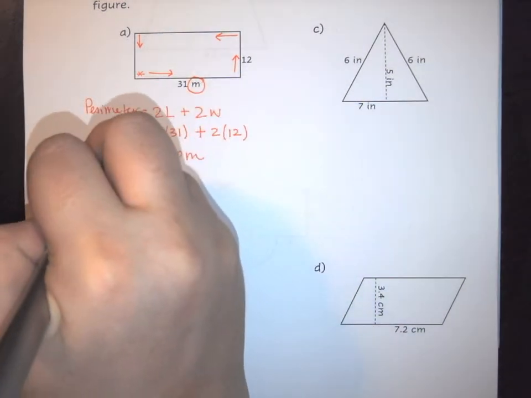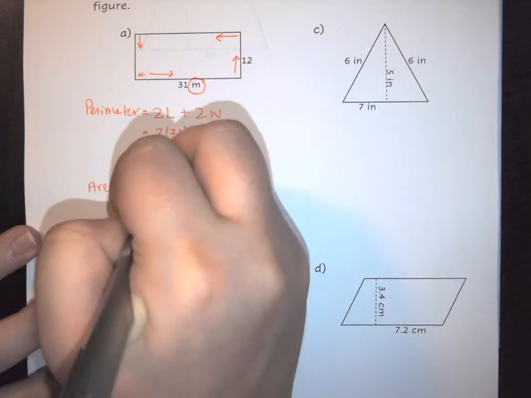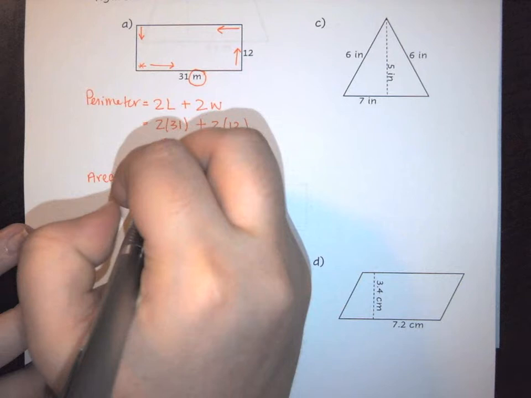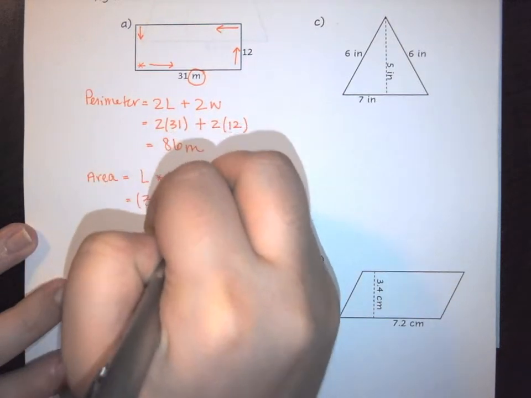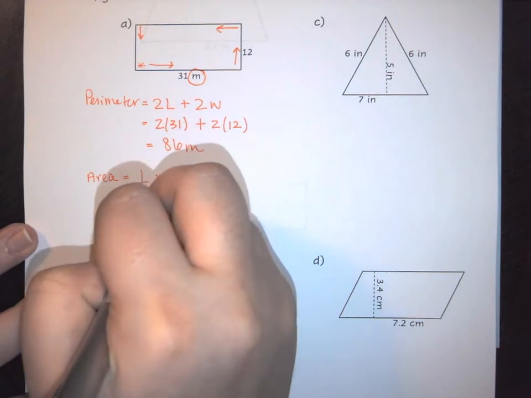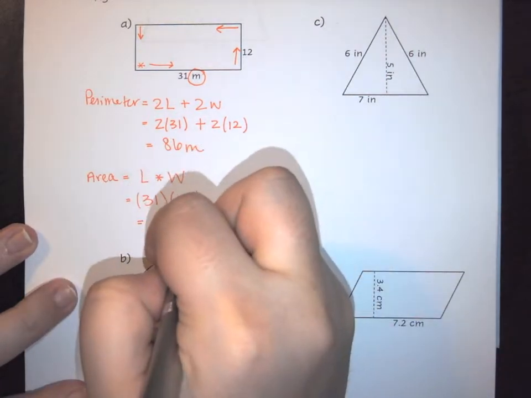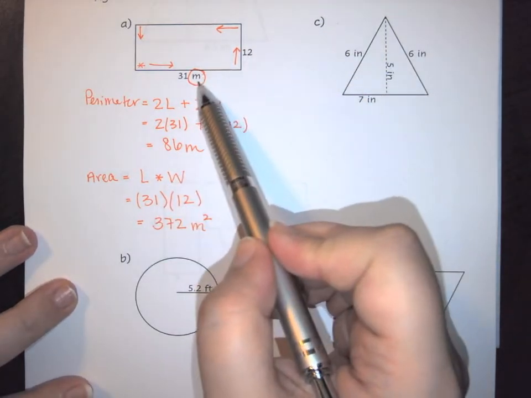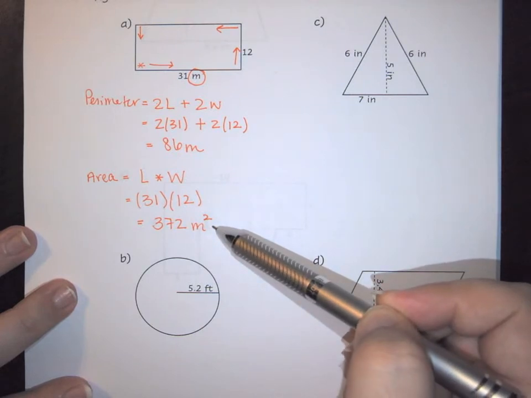Now to find your area, we're going to take our length and multiply that by the width. So in this case my length was 31. We're going to multiply that by 12. So we end up getting an area of 372, and again in this case it would be meters squared, okay, because we have 2 meters we're multiplying together, so we would have meters squared.